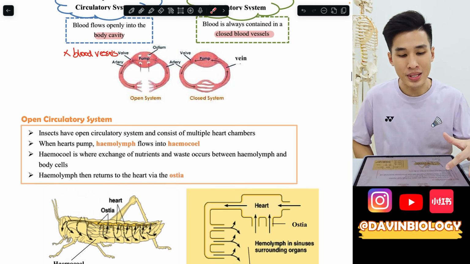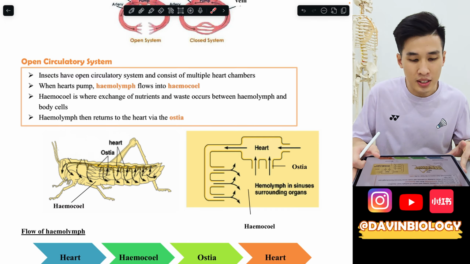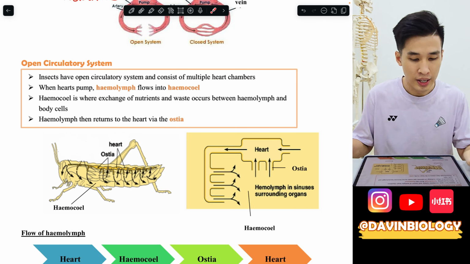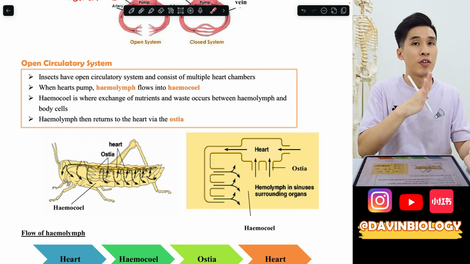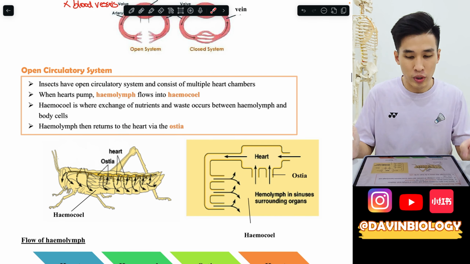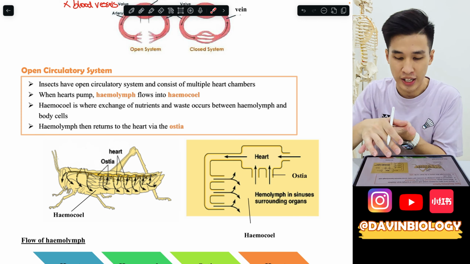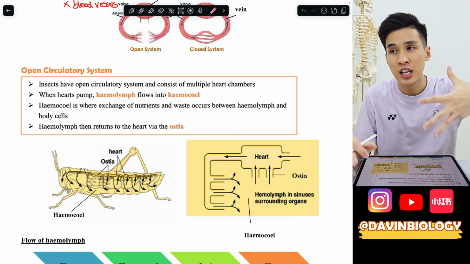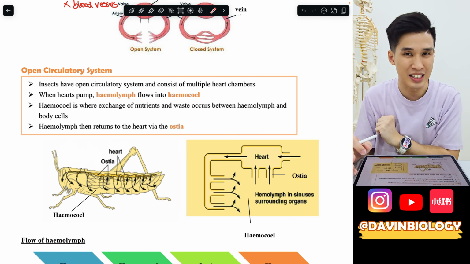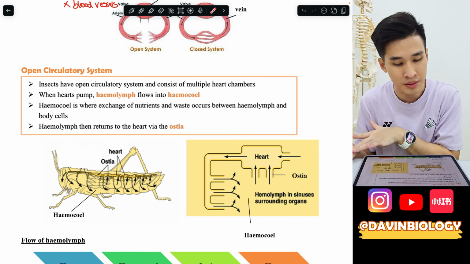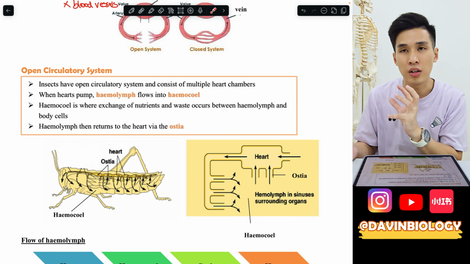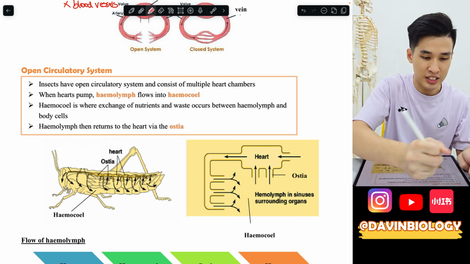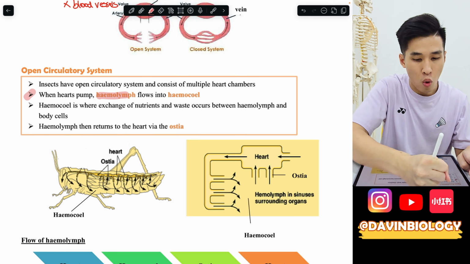Okay, let's first look at open circulatory system. For open circulatory system, you just need to know the pathway only. Number one, insects do not have blood. That's why when you step on a cockroach, whatever is splattered out is actually colorless, yellow, white color, not red color. It's because they don't have red blood cells. It means they don't have hemoglobin, because their blood is actually called hemolymph.